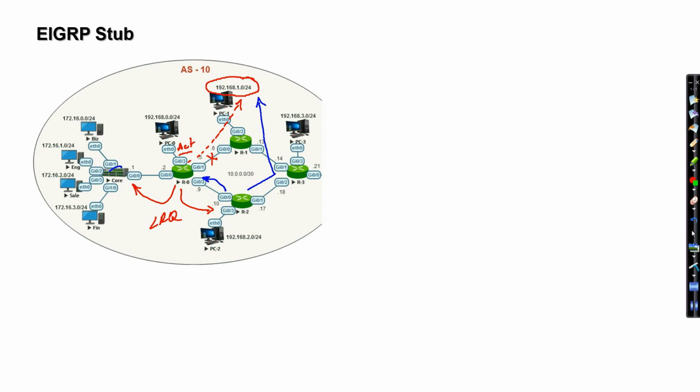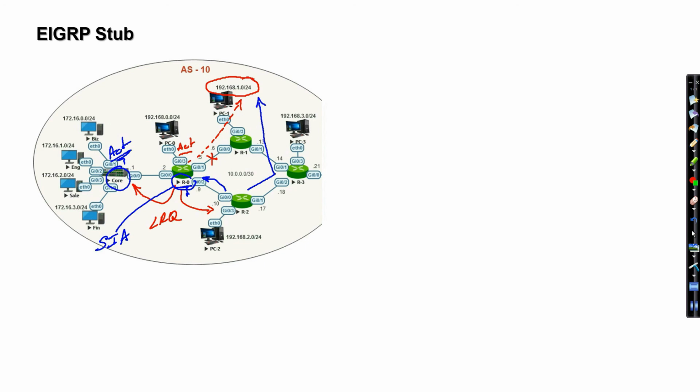192.168.1.0. The core switch will go active for that network, but it doesn't have a path, so it cannot reply. Router 0 could possibly go into a phase called stuck in active due to not getting a reply back from the core switch, and it will take some time before router 0 goes back to normal operation. All this could be avoided if we configure the core switch as an EIGRP stub.